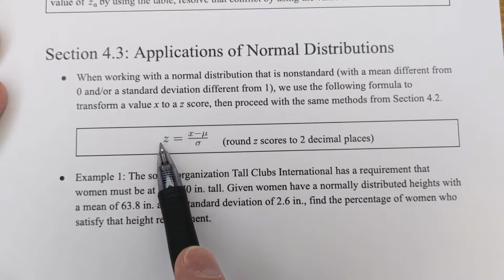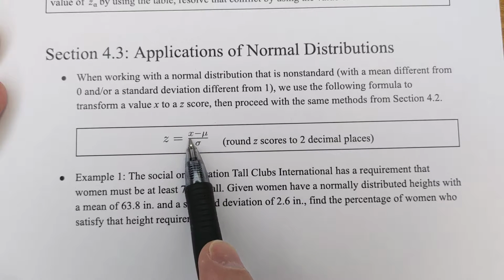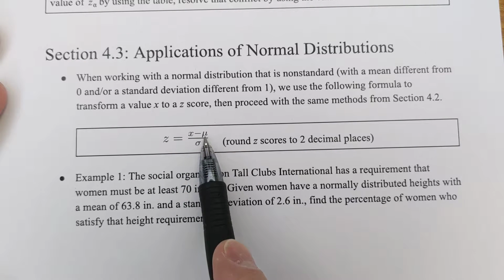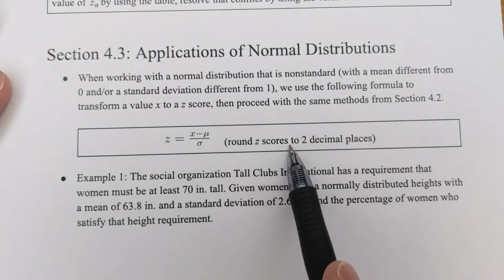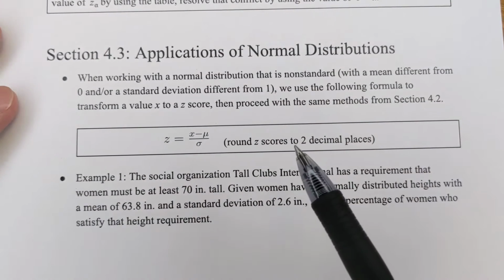So to turn any number into a z-score, you take whatever value you're given, you subtract the average, and you divide by the standard deviation. Always round to 2 decimal places because your table's set up to be 2.